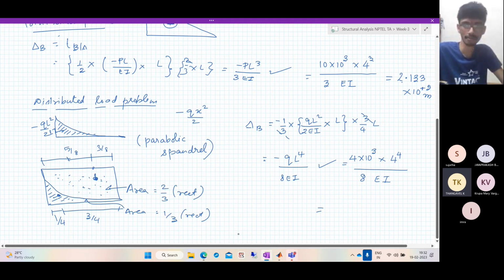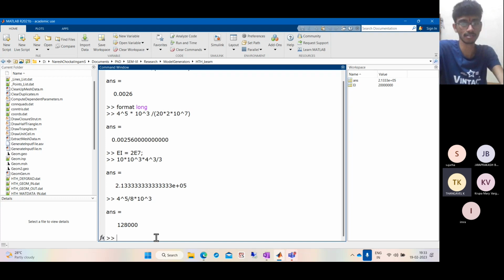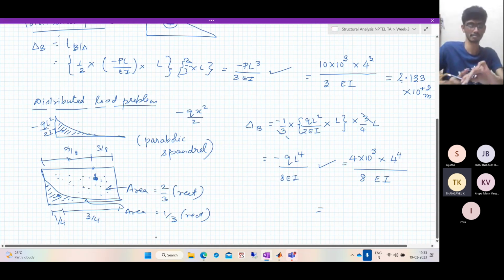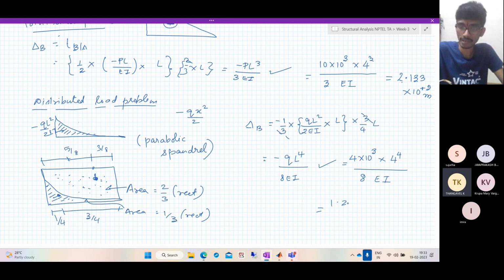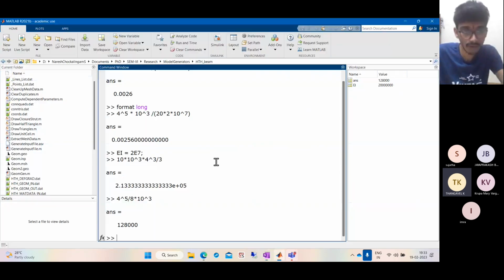And here it is 128 into 10. So let us just do it. 4 power 5 by 8 star 10 power 3. So it is 1.28 into 10 power 5. Hope I'm right. 128,000.